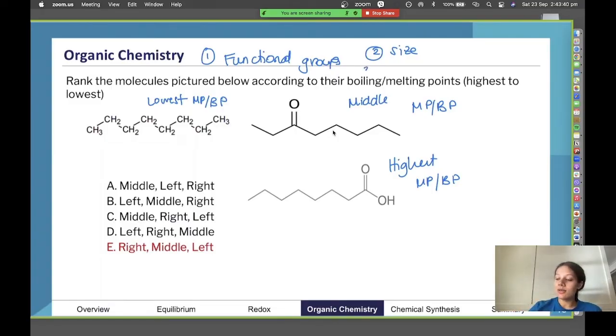And then the third factor is also branching. Now that's not really an issue for this question because there's no special branching in any of these. They're all just straight chain with a functional group, but that's another thing to consider. The more branched molecules are, the less close they can stack, the less effective their dispersion forces are, therefore the lower their melting point.